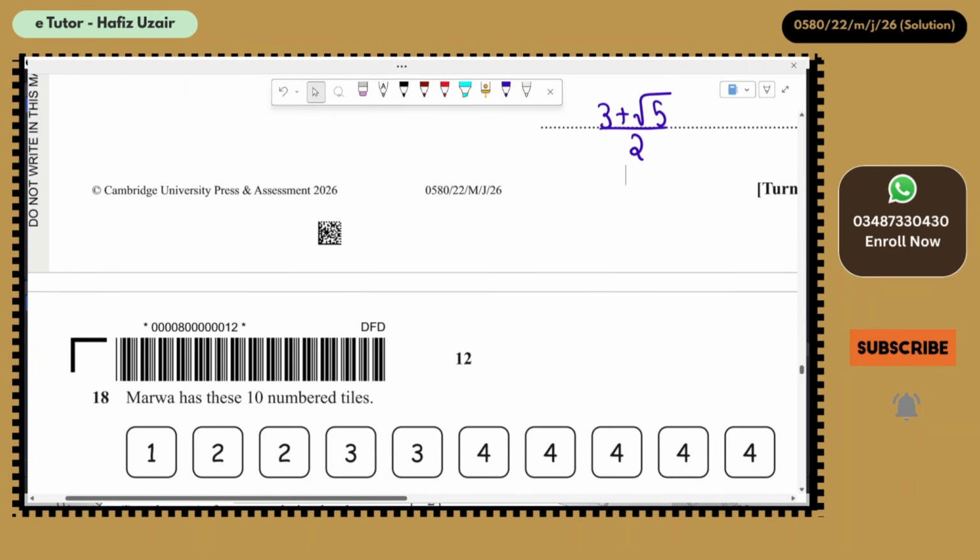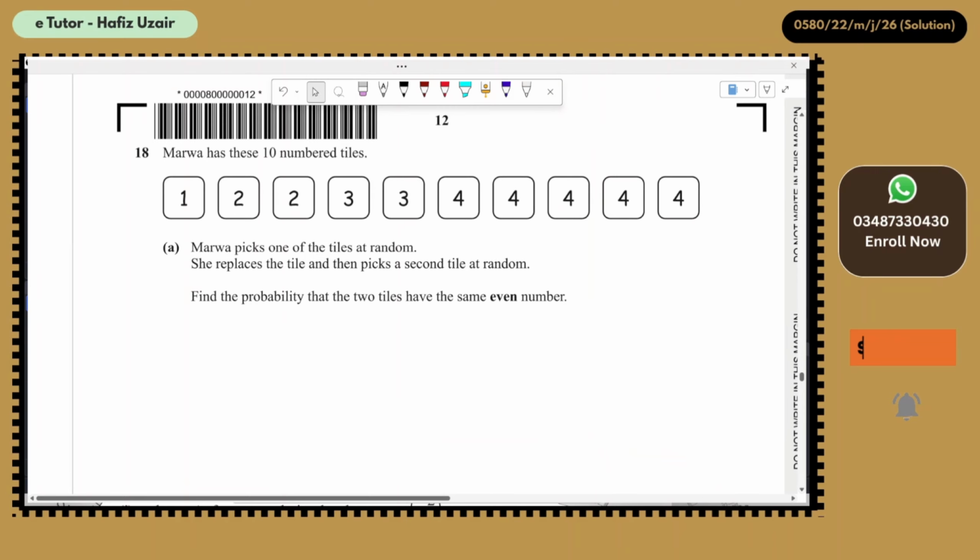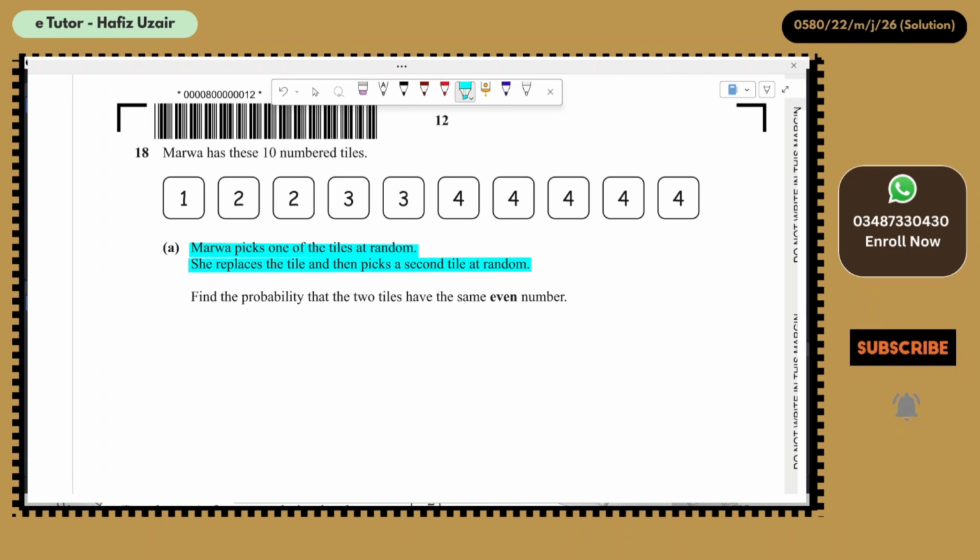Let's move to question number 18. All right. So in question number 18, Marwa has these 10 number tiles. Marwa picks one of the tiles at random. She replaces the tile and then picks a second tile at random. Find the probability that the two tiles she is choosing have the same even number.